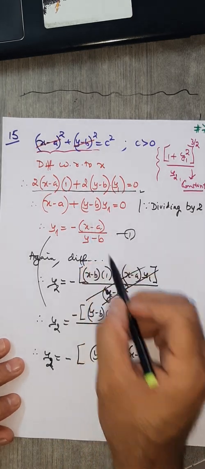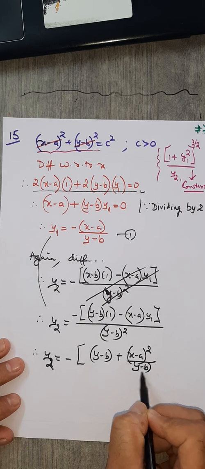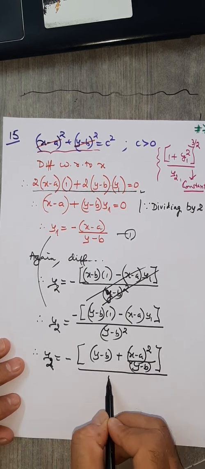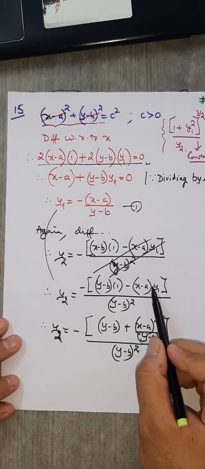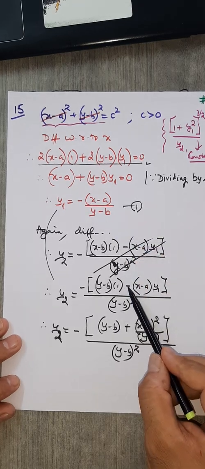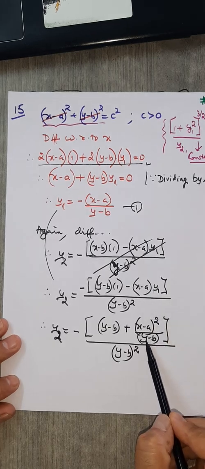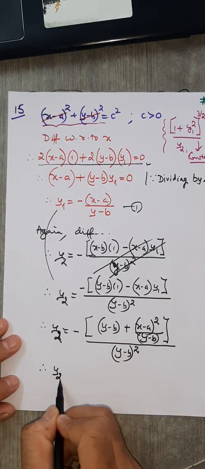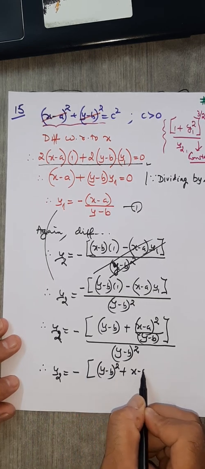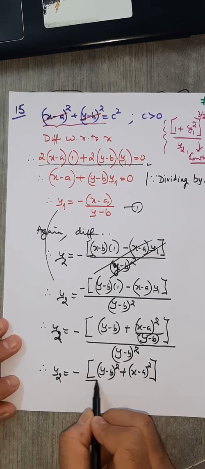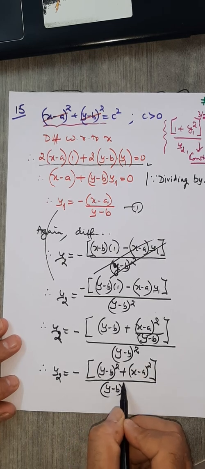What is y1? This value. So this will be plus, here this is whole square upon y minus b, the whole upon y minus b the whole square. Just putting y1 is with minus sign, so this become plus, x minus a is already there, and one more x minus a, so this become whole square upon y minus b. Take LCM here, so y2 equals to minus y minus b whole square plus x minus a the whole square upon y minus b and y minus b whole square, so y minus b the whole cube.